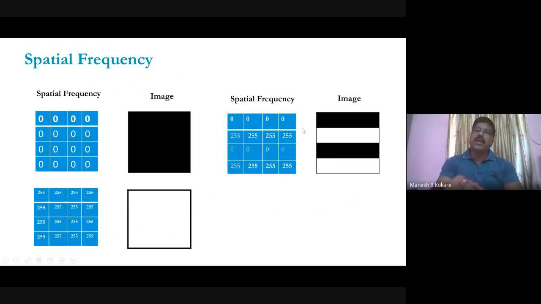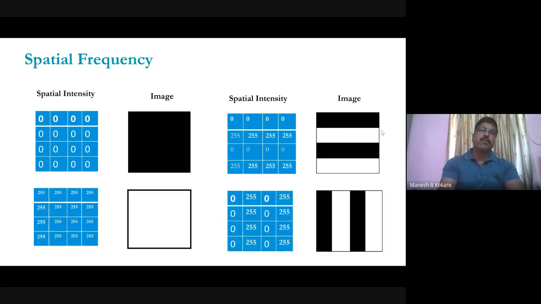So when you are crossing from one intensity to another, you will find there is an edge. So an edge contains a high spatial frequency component. See that this is a high spatial frequency component. When you are changing from this to this, you come across the edge. So edges in the image are considered the high spatial frequency component.